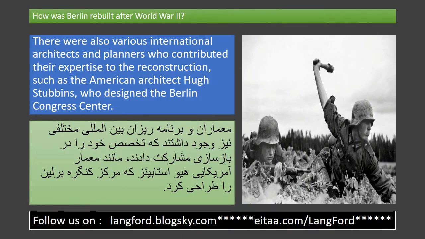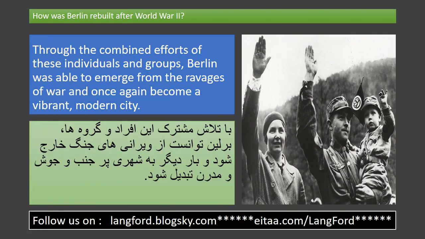There were also various international architects and planners who contributed their expertise to the reconstruction, such as the American architect Hugh Stubbins, who designed the Berlin Congress Center. Through the combined efforts of these individuals and groups, Berlin was able to emerge from the ravages of war and once again become a vibrant, modern city.